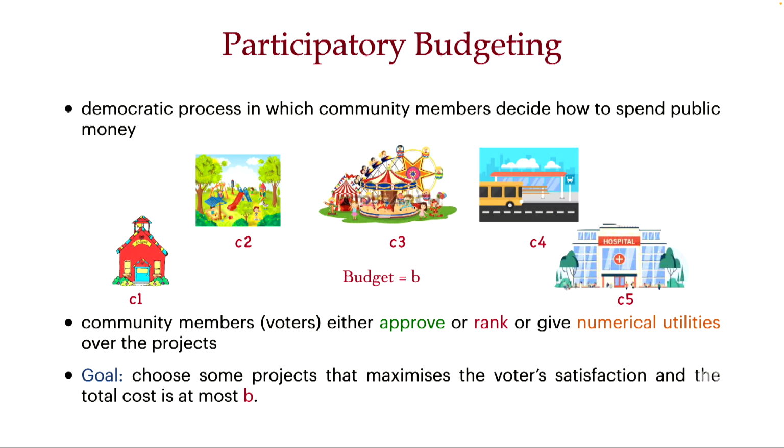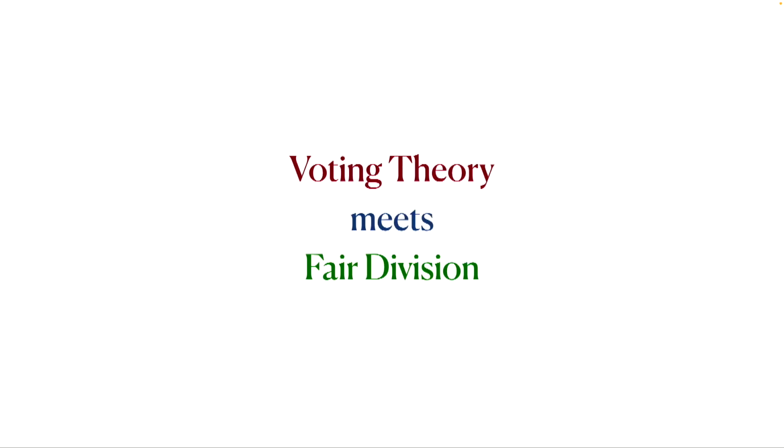Okay. So, again, this is the model, if we forget about the history and all these things. This is the model where you have projects, you have the cost of all the projects, you have a budget, approval model, ranking model, and so on and so forth. Most of the time we will focus on approval voting.